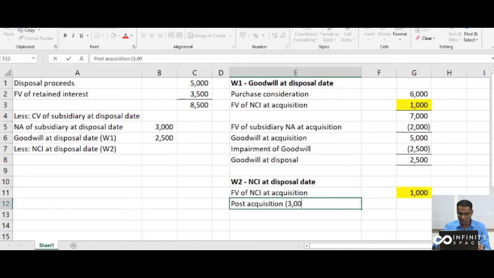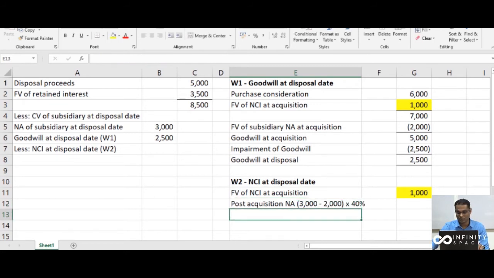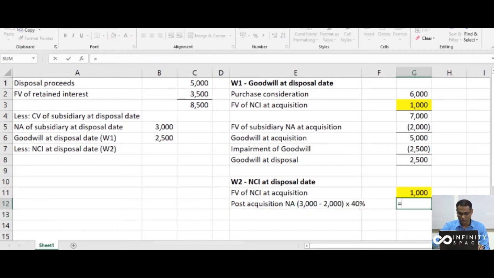So the disposal date net asset value is 3000, and the acquisition date net asset value of the subsidiary was 2000. So you take the post acquisition net assets as 1000, 3000 minus 2000, into what percentage? 40% belongs to NCI post acquisition. So 1000 into 40%. If I do the calculation here, 3000 minus 2000 into 40%, that is 400. So the post acquisition net asset belonging to NCI is 400.